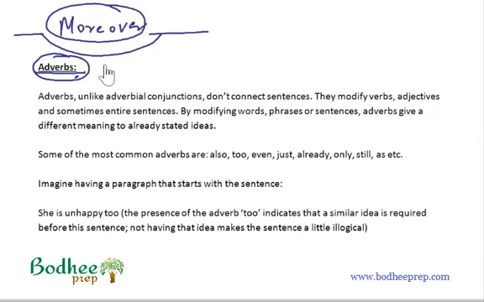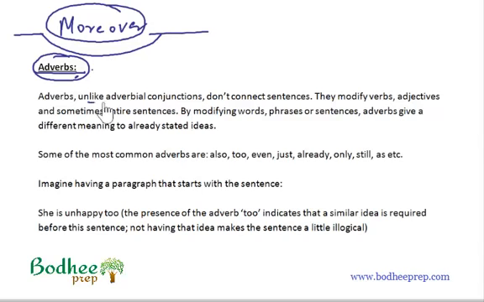Adverbs, on the other hand, they qualify an adverb or a verb or an adjective. So basically, adverbs generally qualify an adjective, an adverb, or a verb. On the other hand, adverbial conjunctions more so act like conjunctions, apart from adding some kind of information. So let's come to this here.